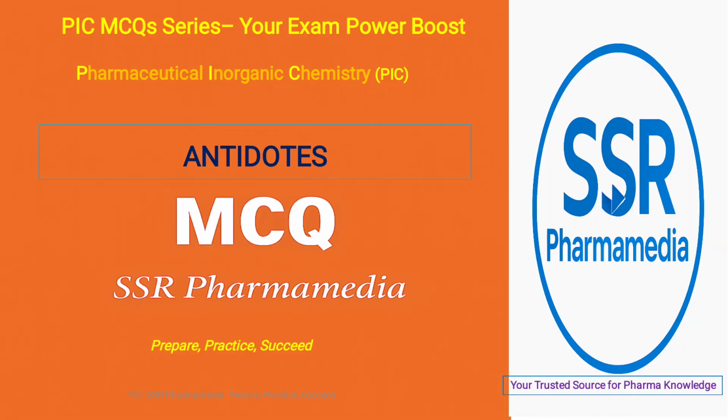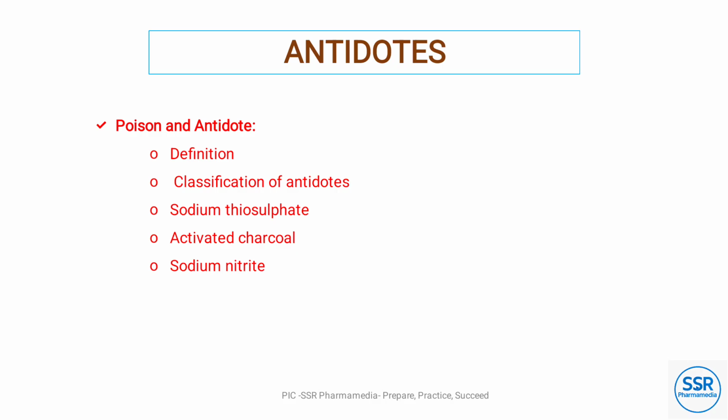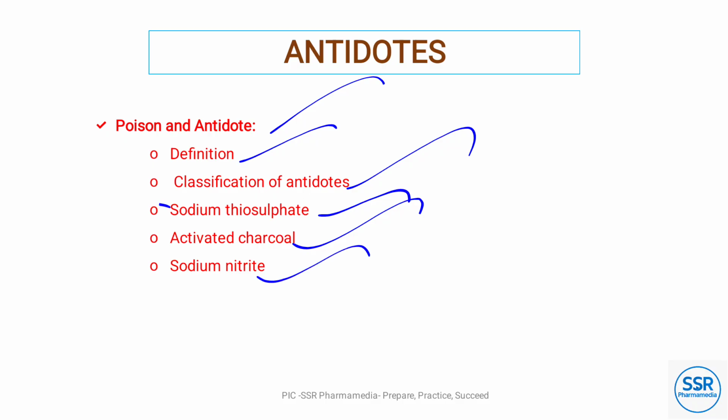Today we are going to discuss antidotes. Prepare, practice, succeed. Under the antidote, we are going to discuss poison and antidote, the definitions of poison and antidote, classification of antidotes, and examples of compounds: sodium thiosulfate, activated charcoal, sodium nitrite. These two are used for cyanide poison treatment, and activated charcoal acts as a universal antidote.